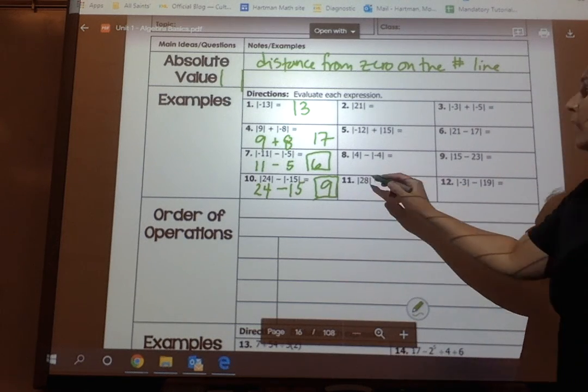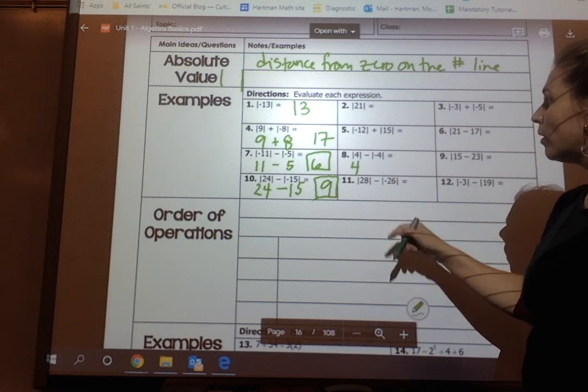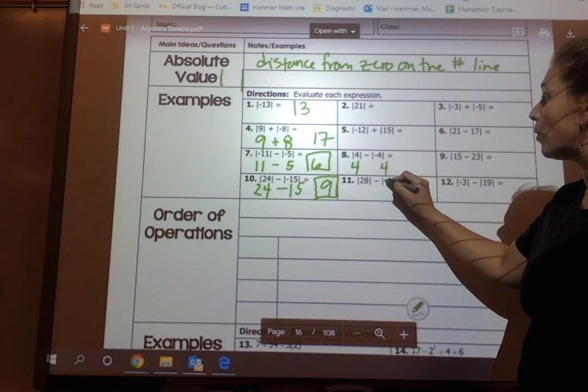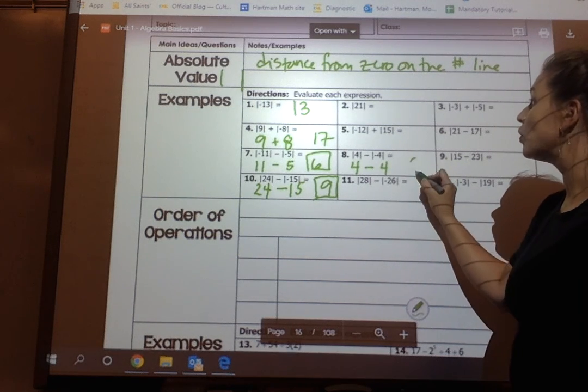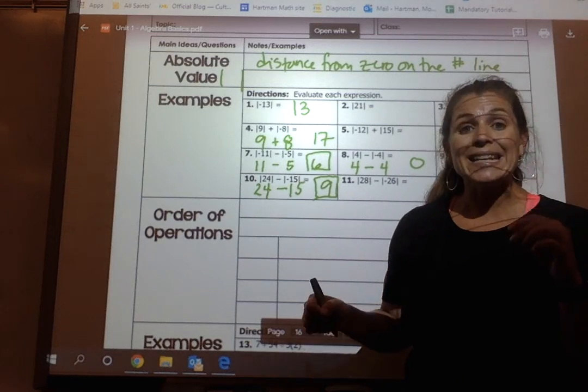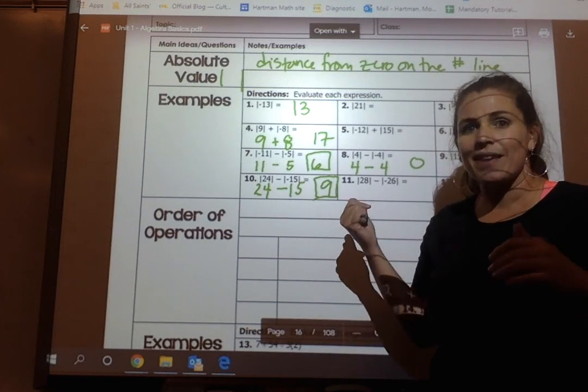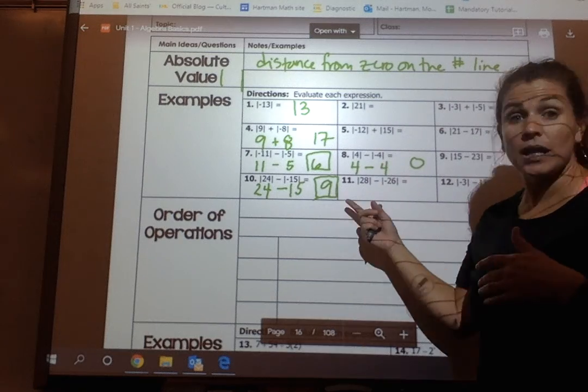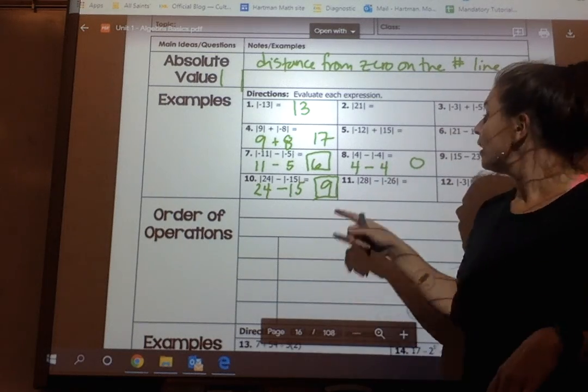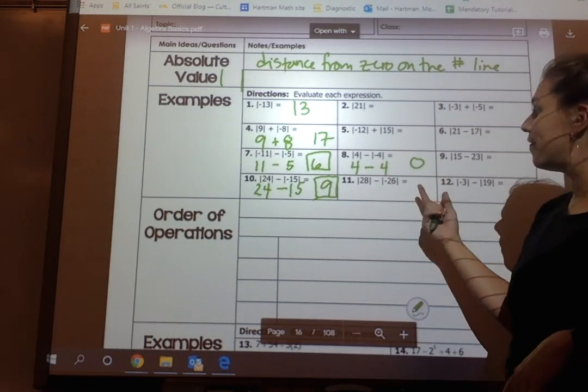Let's look at number 8. Absolute value of 4 is 4. Absolute value of negative 4 is 4. And when you subtract them, you get 0. So don't be lazy in your thinking. You may look at that and think, oh yeah, I got it, it's 8. A lot of people say 8. No, it's not. You've got to evaluate first, then solve.